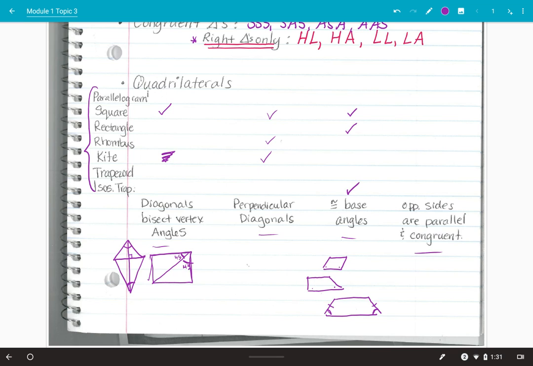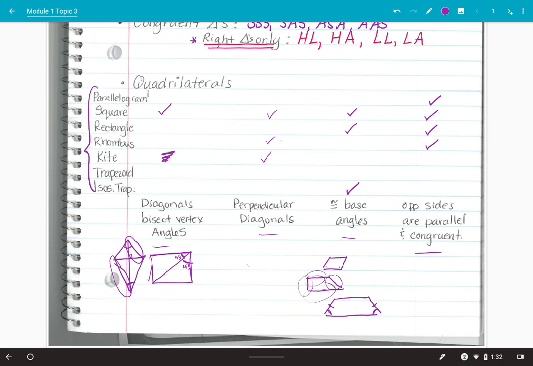And the last one, opposite sides are parallel and congruent. So parallelogram, definitely. Square is definitely. Rectangle is definitely. We're also going to say it is the rhombus. Can't be the kite, because this side is definitely not the same as that one. No way. Trapezoid is not. You can definitely tell these are not the same. These are not the side.